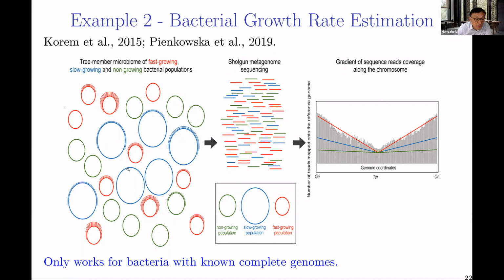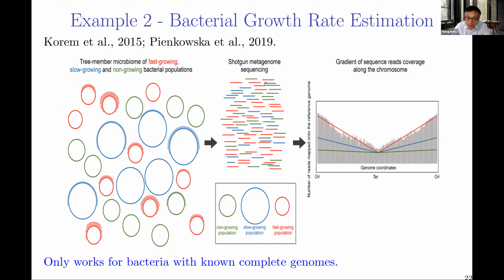But if you look at another color, green color, I think it's a green color, that group, you don't see many new DNAs got produced. So that means that particular bacteria population, they are not dividing very fast. And you have some bacteria that are in between.